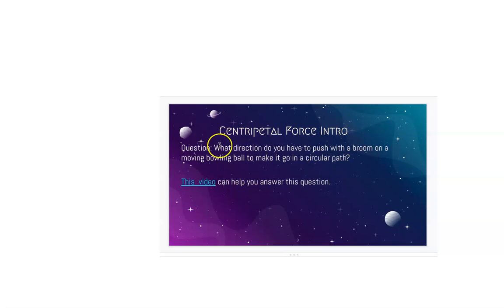Now we introduced this new concept, centripetal force intro. Wow, it's a very cool concept. So we asked this question and we looked at this video. If you click on this video in your slide presentation, it's a very short video, but you have to answer the question. What direction were the students pushing on the ball with the broom? And the answer is towards the center of the circle, right?